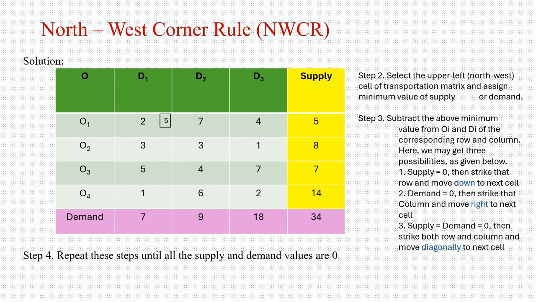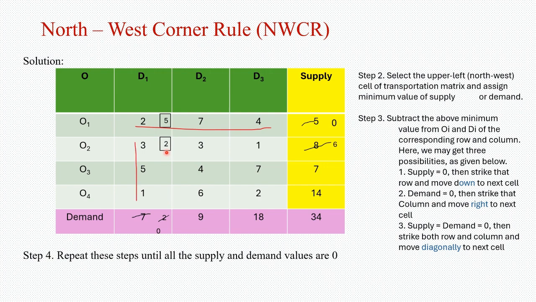Here supply is 5 and demand is 7, which is less. 5 is less, so 5 is the minimum value assigned. Here 5 minus 5 becomes 0. Here 7 minus 5 is 2. Since supply becomes 0 here, this row is cancelled. Now we move down, between 8 and 2. 2 is less, so the minimum value assigned is 2. Here 8 minus 2 is 6 and here 2 minus 2 is 0. Since demand becomes 0, this column is cancelled.